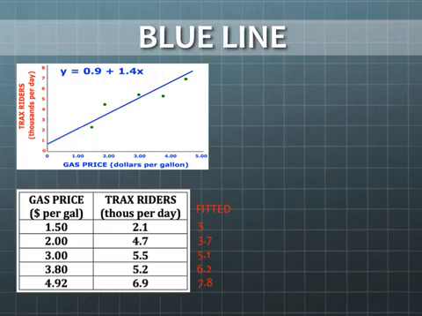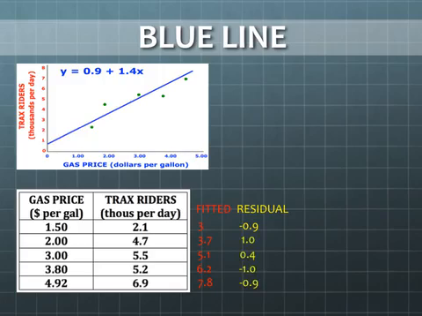The fitted values are just the first step. What I'm actually interested in is how close the values are to the actual value. This means we need to use subtraction and calculate the residuals. Let's look at the first data point in the column called TRAX riders. The first value is 2.1. Take 2.1 and subtract the fitted value. That would be 2.1 minus 3.0 equals negative 0.9. Continuing this process, I can get residuals for every data point.